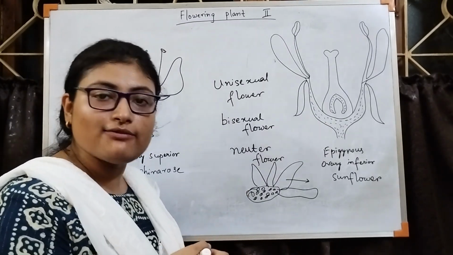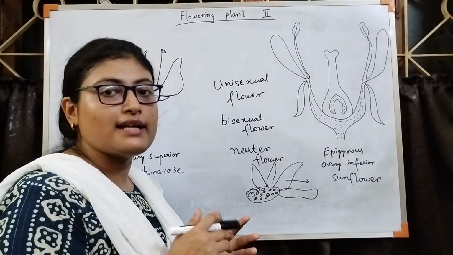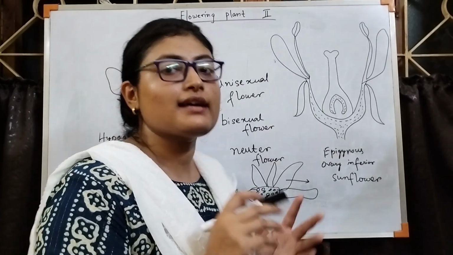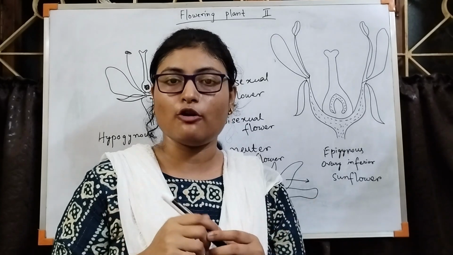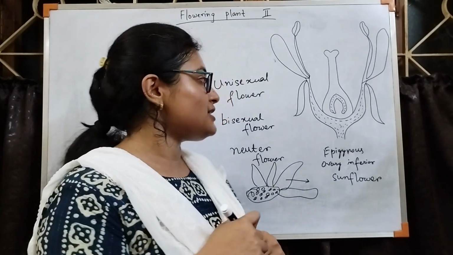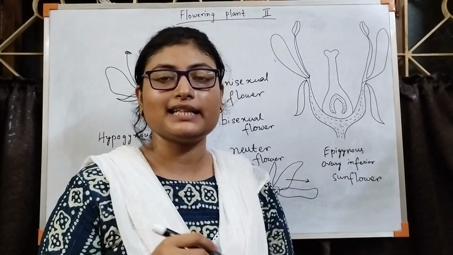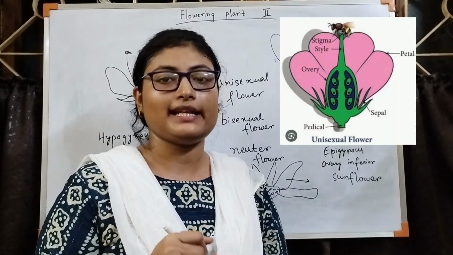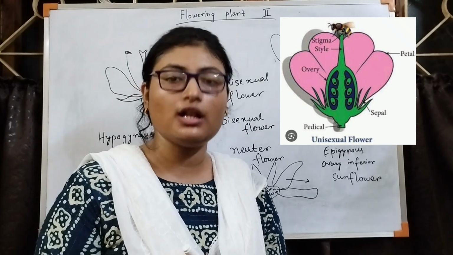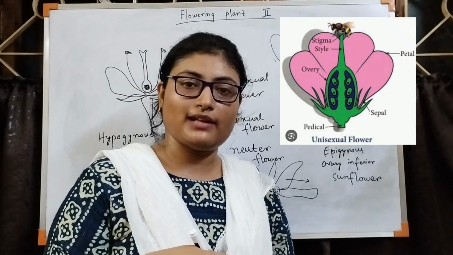Now what is complete flower and what is incomplete flower? Complete flower means the flower which is carrying all the four whorls or all the four parts. Now next one is incomplete flower. Incomplete flower is a flower in which any one part or any one whorl of the flower is not present. So that is incomplete flower.